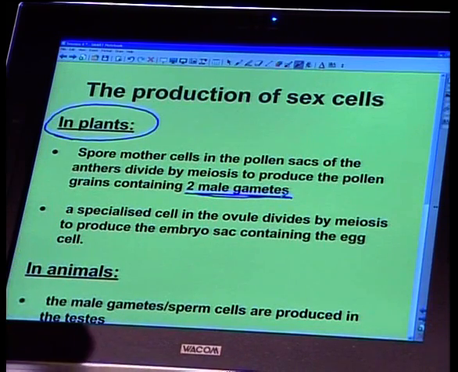Why? Because in plants, we have what's called double fertilization. And double fertilization is where one little male gamete joins with a female gamete in the egg cell to produce what? To produce the new little organism, the diploid zygote, which will then be inside. That embryo will be inside the seed.